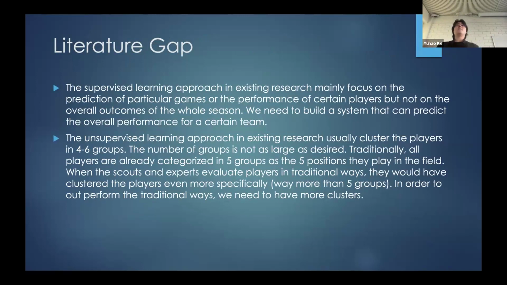They are centers, they are PF, they are SG, they are all the 5 positions. We already know that. And if you are an expert or a scout for the team, when you categorize them, you will categorize them into more than five groups. So the number is the issue. We need to have a more detailed group categorization than that.